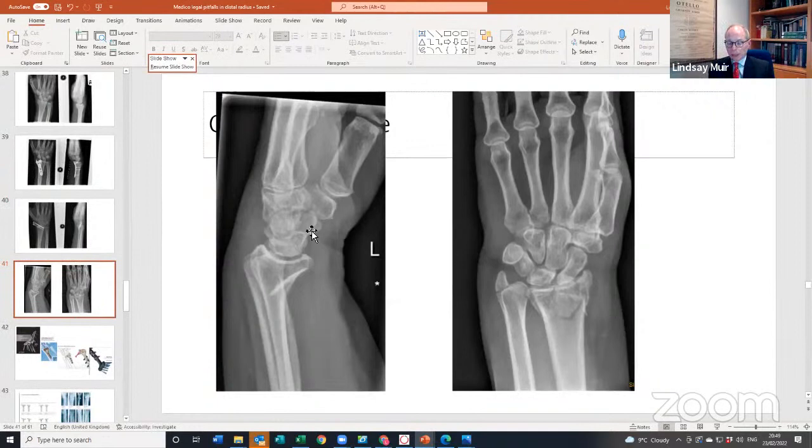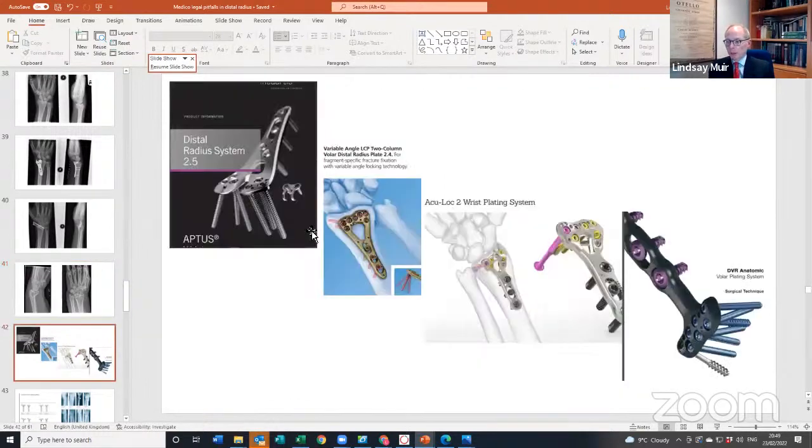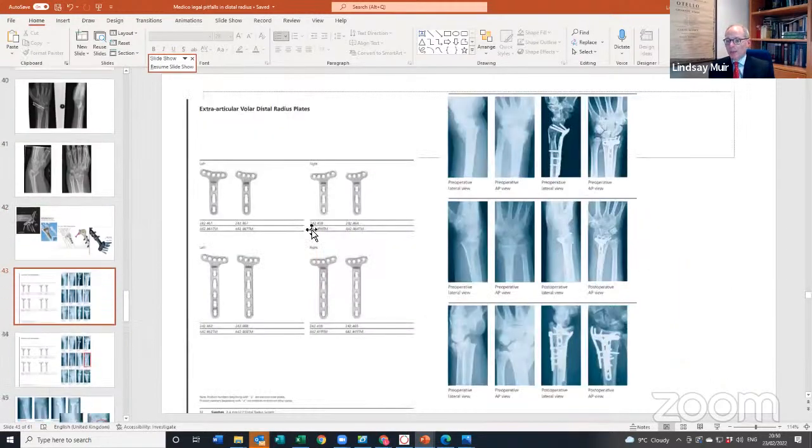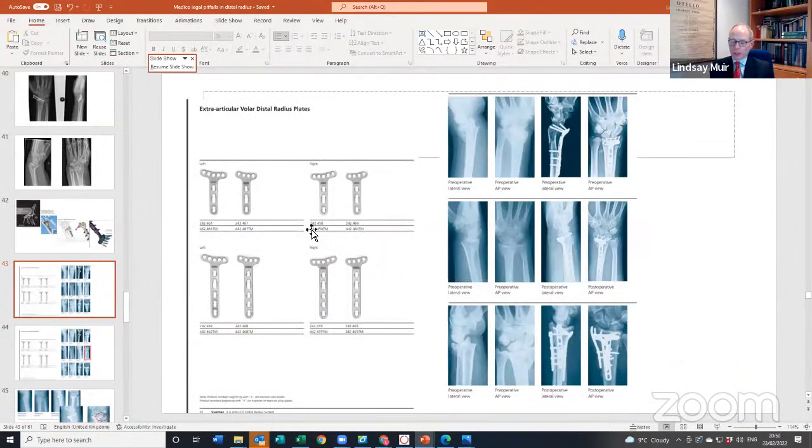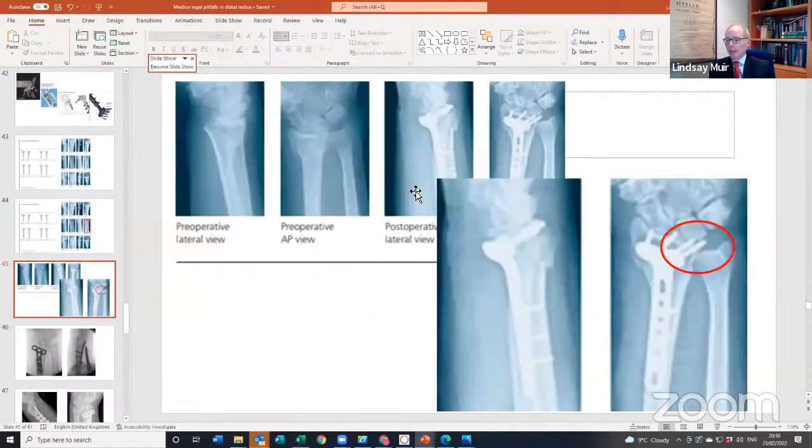This patient, another medico-legal case, turns up with this fracture. I think we'd all agree this is a reasonable indication for surgery. So what plate are we going to use for that? Well, we've got our choice of all these shiny brochures of ever greater complexity. And if we really want to be a little bit on the cheapskate side, then we could use one of these plates. And we could look at the brochure, but maybe not look too carefully at the brochure, because if we look at this picture here and we follow that exactly, then this one also has some screws at the back. So don't follow that brochure.